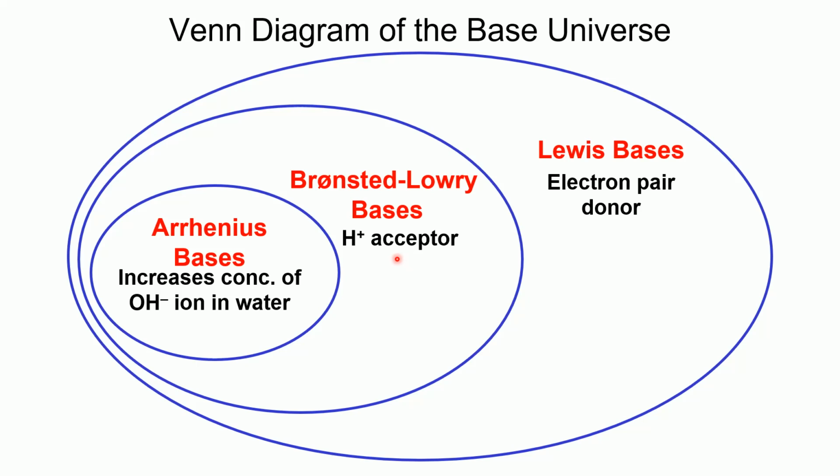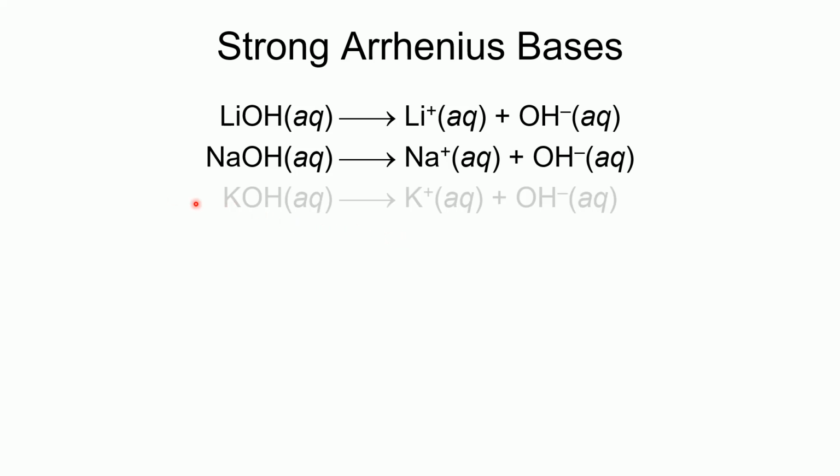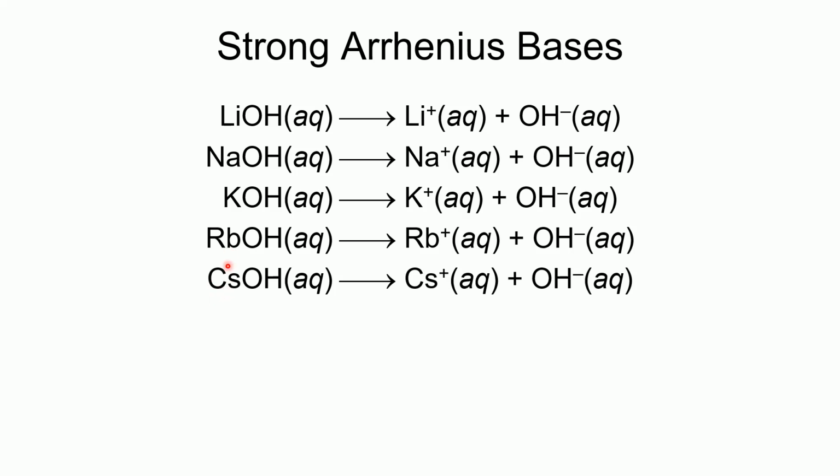Like with the strong acids, we also have strong Arrhenius bases. Again, these are metal hydroxides that dissociate 100%. If you took General Chemistry 1, you know these bases already. It's going to be the group 1 hydroxides, including lithium hydroxide, sodium hydroxide, potassium hydroxide, rubidium hydroxide, and cesium hydroxide. Those are all of the group 1 metal hydroxides.